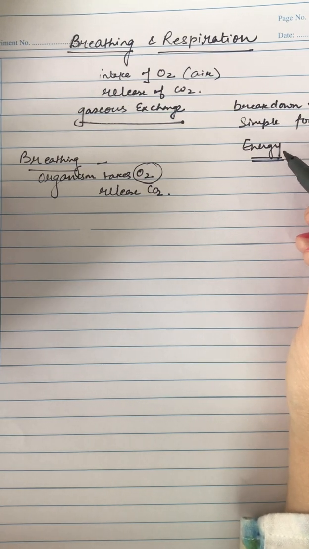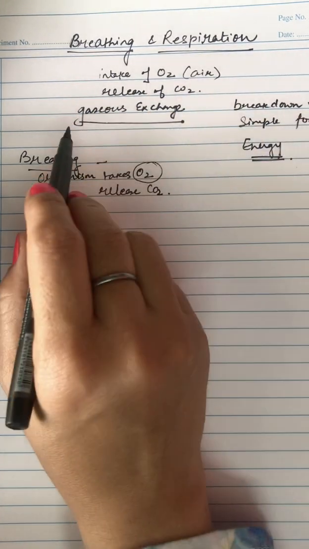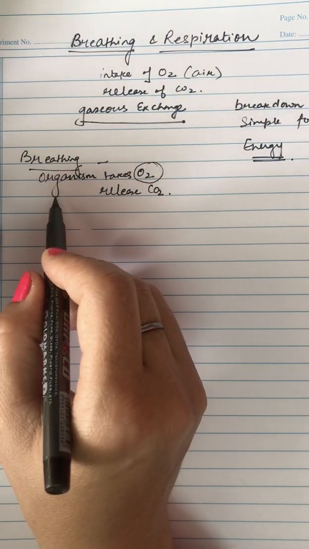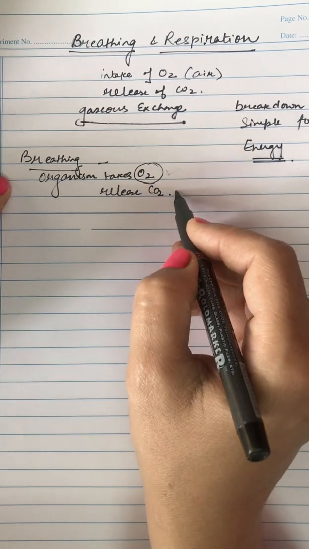That energy which is required for the metabolic processes is always utilized when it is obtained from the breakdown of simple food, and that simple food is basically obtained from the complex organic food. So this entire process involves the first step, that is breathing, meaning the intake of oxygen from the environment and the release of carbon dioxide.